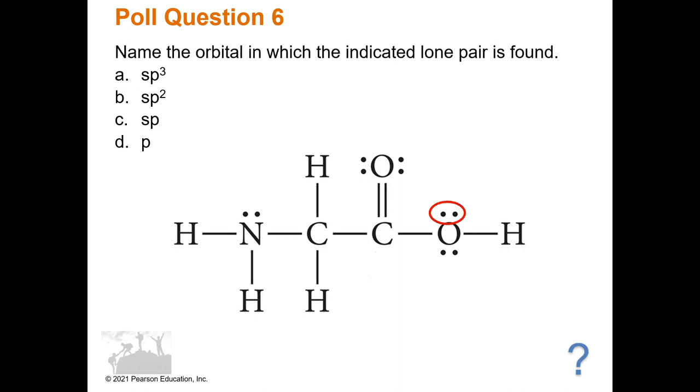Okay, so we have one lone pair on an oxygen that is circled. Name the orbital in which the indicated lone pair is found. So pause the video, think it through. When you're ready for the answer, click play. Okay, so the answer here is sp3. So let's count the number of electron groups. We have 1, 2, 3, 4. So you have to remember that lone pairs are found in hybridized orbitals. So here, because there are 4 electron groups on oxygen, this lone pair is found in an sp3 hybridized orbital.